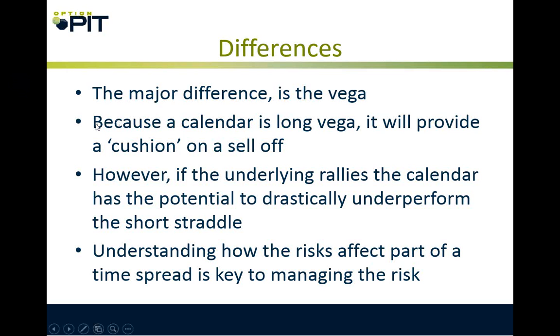The major difference is the vega, all right? And that's because a calendar is long vega. It will provide a cushion in a sell-off. So if you own a calendar and the market sells off, all right, you'll get some cushion because the implied volatility will work in your favor. However, if the underlying rallies, the calendar has the potential to drastically underperform a short straddle. Understanding how the risks affect a time spread is the key to managing the risk of the trade.